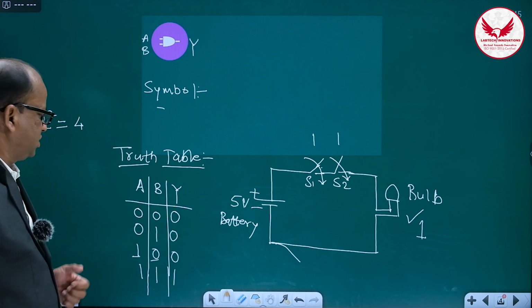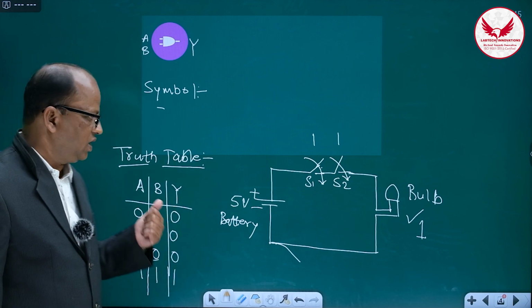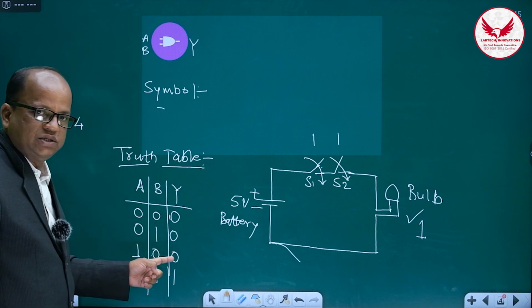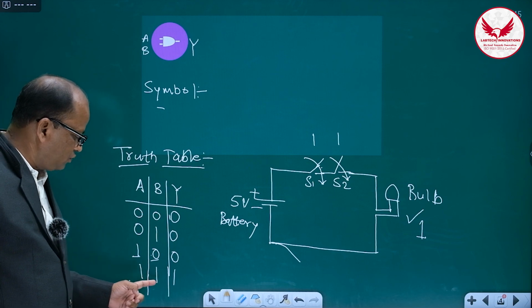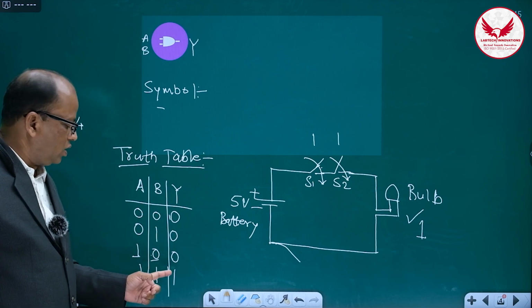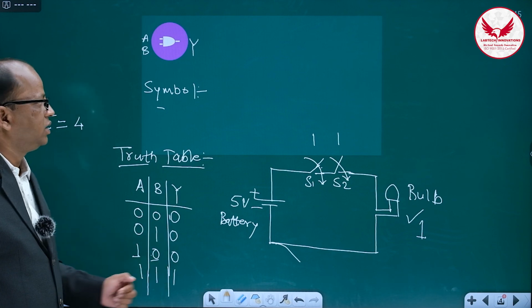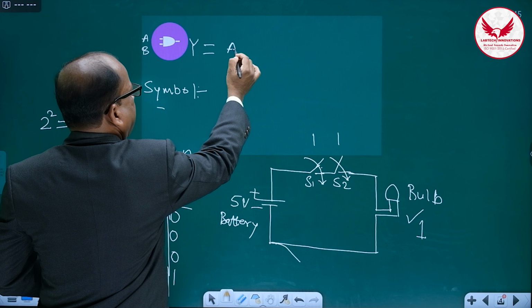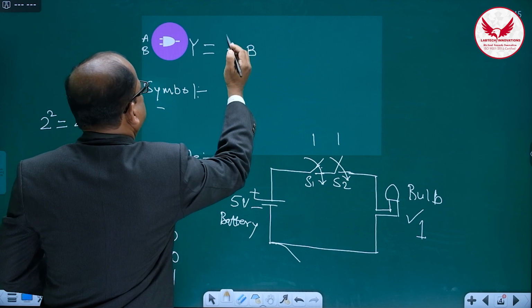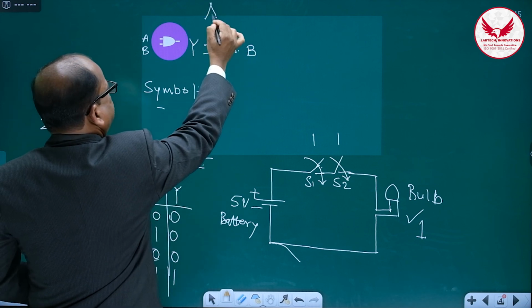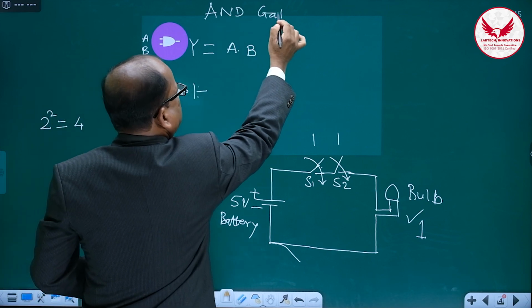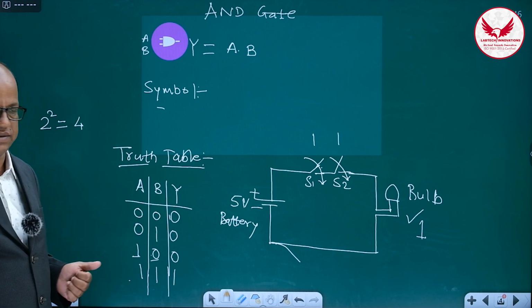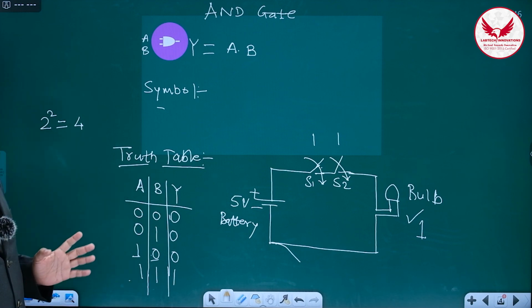So in this way, one can say if any one of the inputs is 0, the output of the AND gate is 0, and if both the inputs are 1, then and only then the output of the AND gate is 1. So the logical expression for this AND gate is A dot B. So this is AND gate. In this case, the switches are connected in series. So this is the functionality of AND gate.